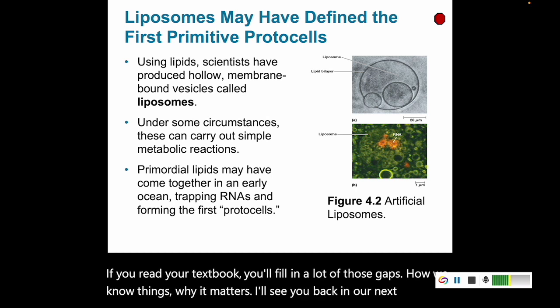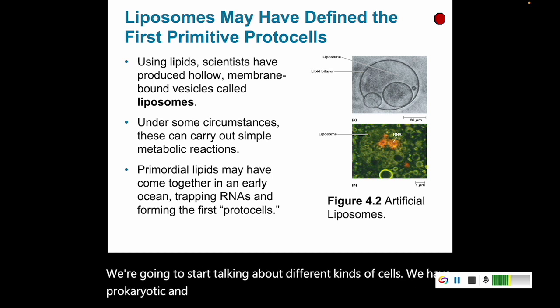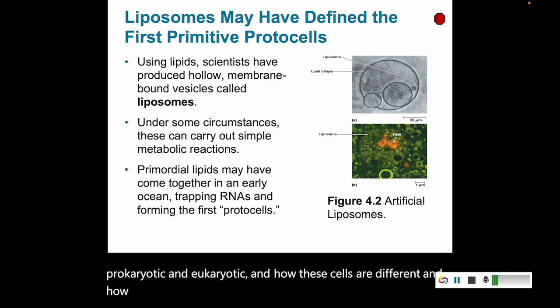I'll see you back in our next video. We're going to start talking about different kinds of cells. We have prokaryotic and eukaryotic, and how these cells are different and how they're the same and what's in them.